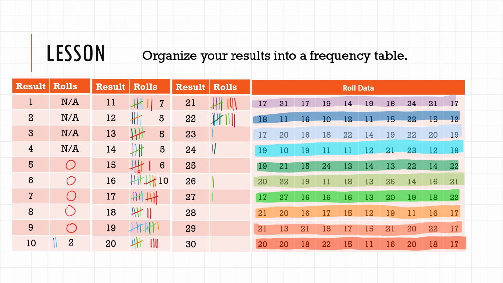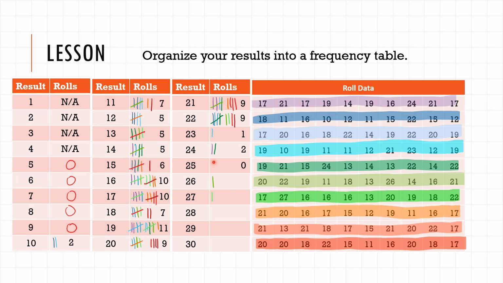I got a 16, 10 times. I got a 17, 10 times as well. I got an 18, 7 times. I got a 19, 11 times. I got a 20, 9 times. How many times did I get a 21? Also 9. A 22, also 9. A 23, just once. A 24, 2 times.